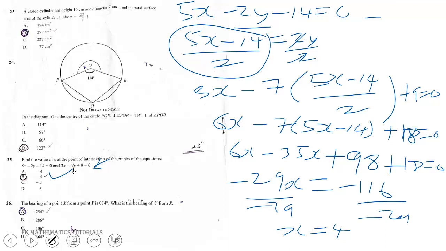The bearing of a point x from a point y is 74 degrees. What is the bearing of y from x? So back bearing, since the given angle is less than 180, you add it to 180. So the back bearing will be 180 plus 74, and that will give you 254 degrees, which is this.